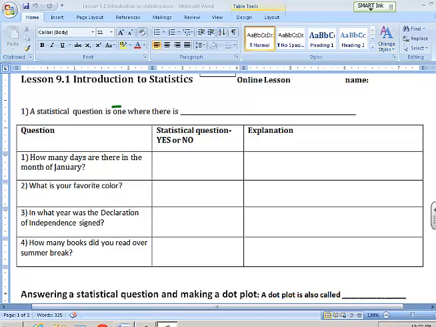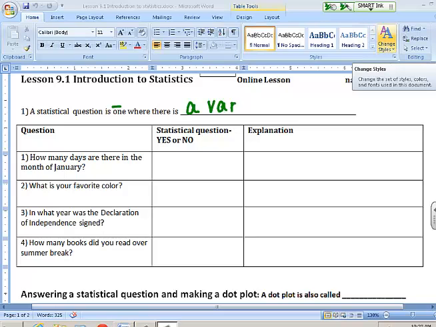This is lesson 9.1, Introduction to Statistics, chapter 9. A statistical question is where there is a variety of answers. Let's take a look at the examples given to figure out what it means. Let's take a look at this.